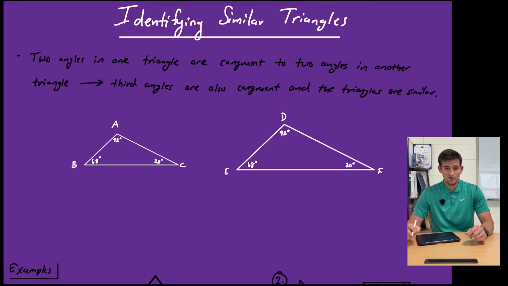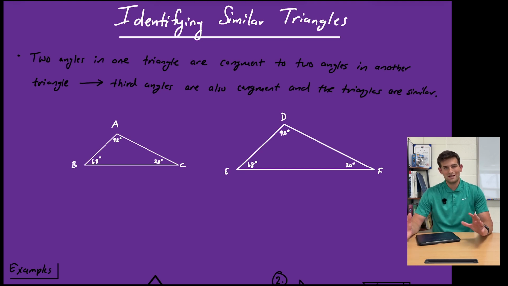identify some similar triangles. So it all has to do with their angle measures, because we know similar shapes are shapes that are the same shape, but they may not be the same size. So when we have triangles, we know that those angle measures should still be congruent if those shapes are similar. So let's take a look. It says two angles in one triangle are congruent to two angles in another triangle. So if this is the case, then the third angles are also congruent and the triangles are similar.